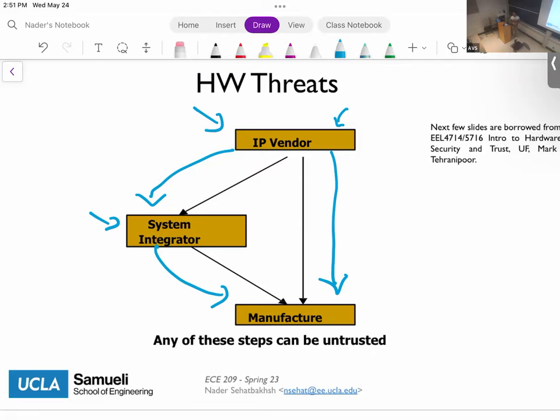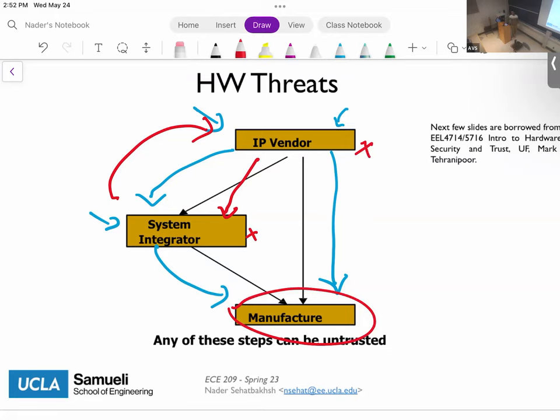The interesting thing is that all of these three players could be adversaries for various different reasons, okay? The IP vendor might intentionally make some assumptions and put some malicious hardware inside their design in order to later achieve something malicious. The system integrator can do the same thing, or the system integrator can try to bypass the IP vendor, trying to reverse engineer or steal their information, because for every single IP that comes in, the system integrator actually has to pay. Right. So that's why you may have an incentive to double cross this IP vendor. And of course, the manufacturer can do the same thing to either the system integrator or the IP vendor or both of them.